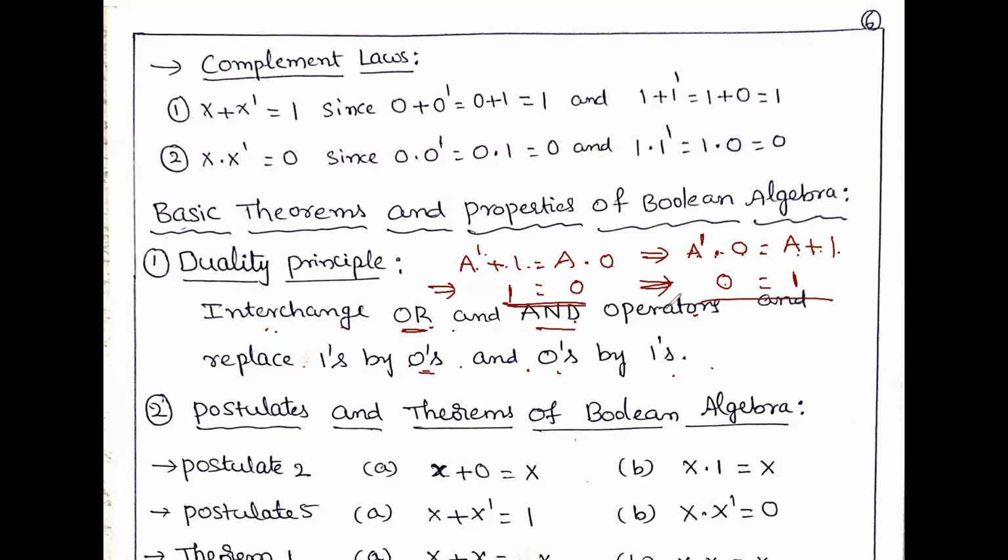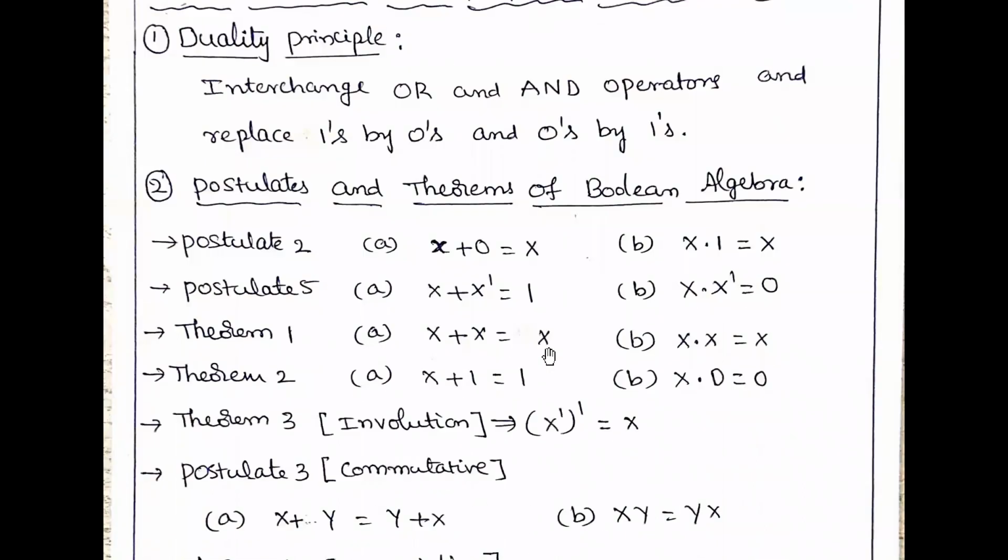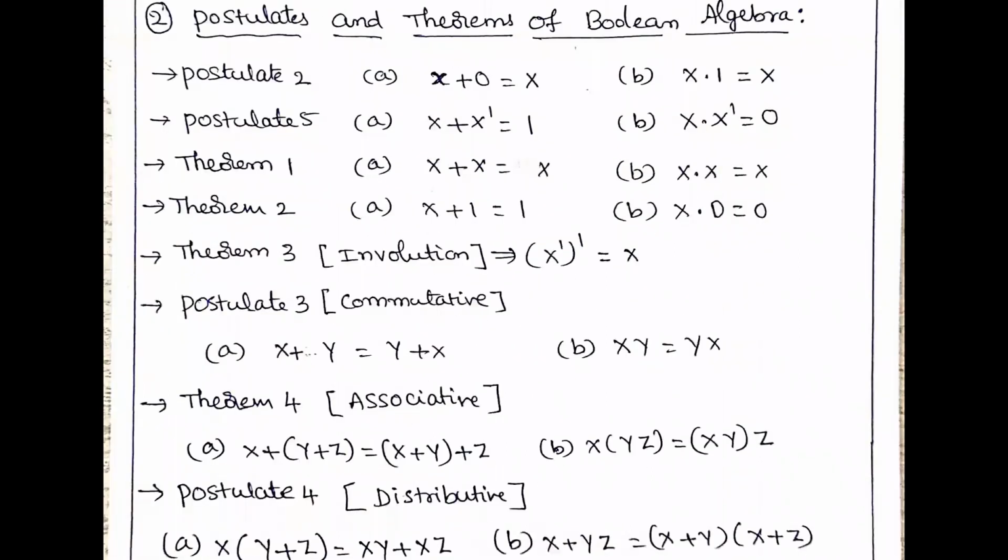That means whenever it is needed in simplifying Boolean expressions, we have to use the duality principle to convert the same expression into a simpler manner. So this duality principle will help in simplifying the Boolean operation whenever it requires changing the formation of the Boolean expression. Now we shall move to the postulates and theorems of Boolean algebra. There are several theorems and postulates, which are all useful during the simplification of Boolean expressions. The first one is postulate 2.